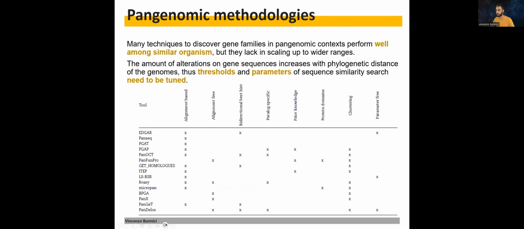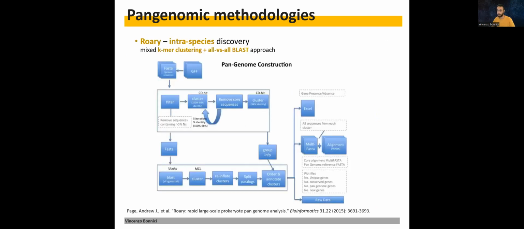So at that time, there were a few computational methodologies for pangenomic analysis. During the time, many of them have been published. This is a table that was made in 2021 regarding the computational analysis. But let me say that it's very difficult to perform the statistics to understand the performance of these tools. At the time, Roary was the best, the most used software for this kind of analysis.